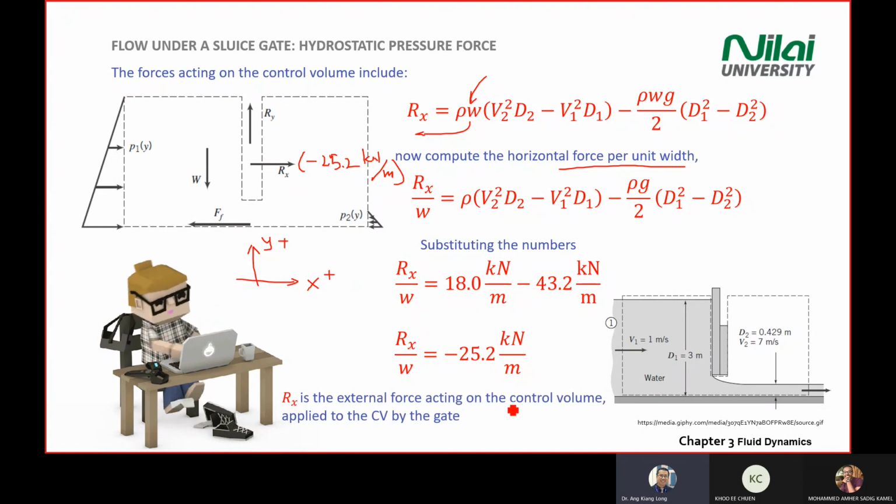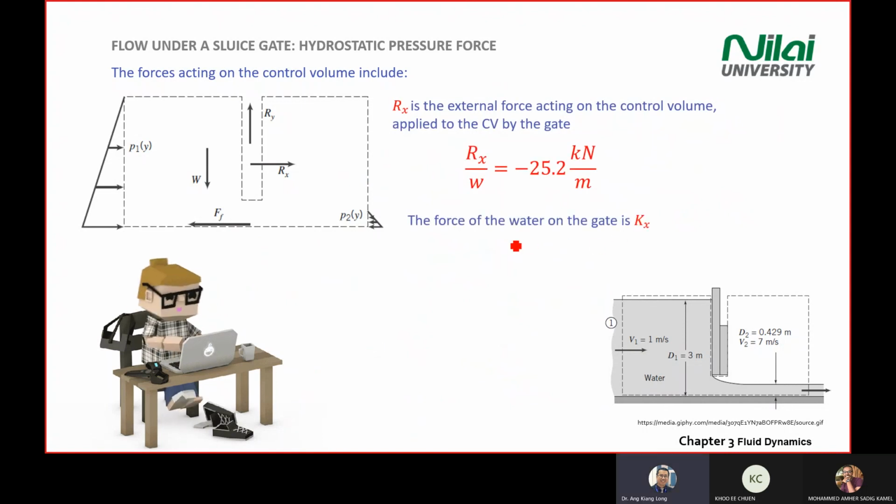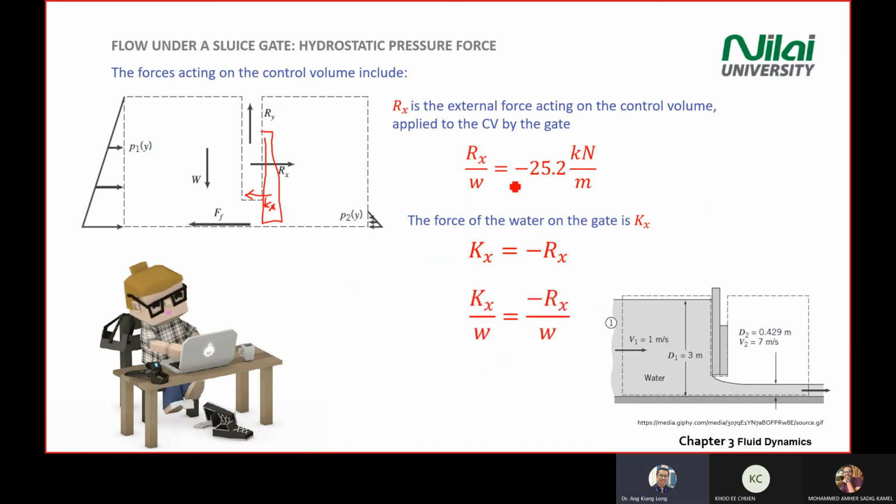Rx is the external force acting on the control volume, applied to the control volume by the gate. So we need to flip this Rx to K. Force on the water is K, so you need to flip: Kx equals negative Rx. If you have a gate like that, to counterbalance the Rx, there is a Kx component. The force of the water on the gate is Kx equal to negative Rx, the opposite direction of the Rx here. So you just flip the signs from positive to negative. So the force of water on the gate, the answer is 25.2 kilonewton per meter.